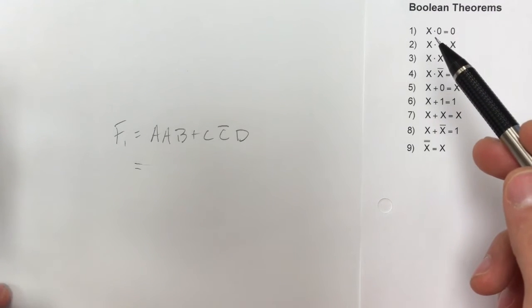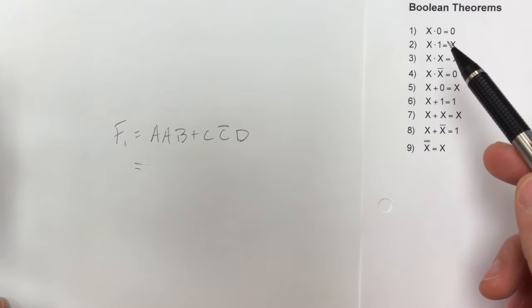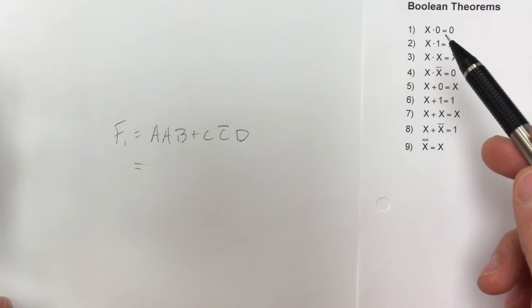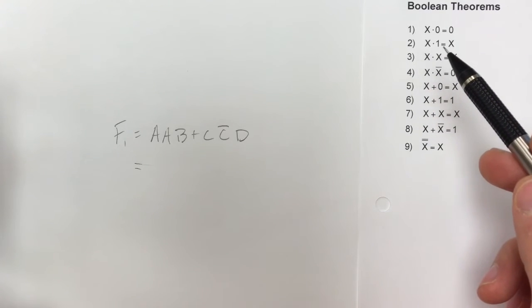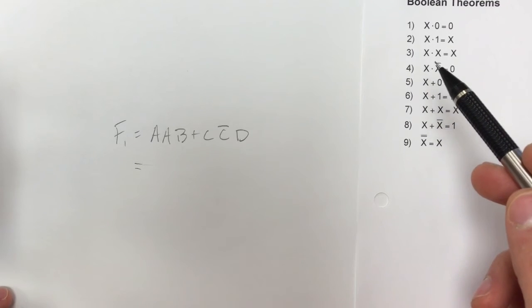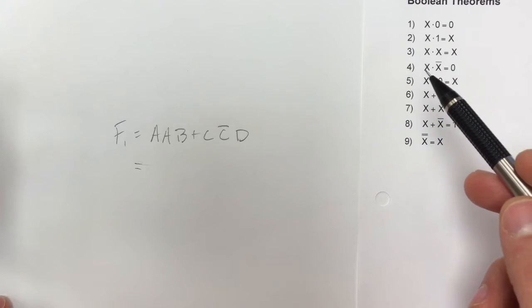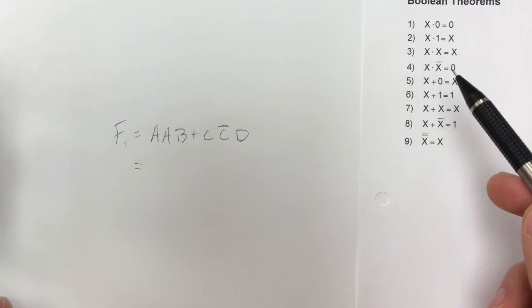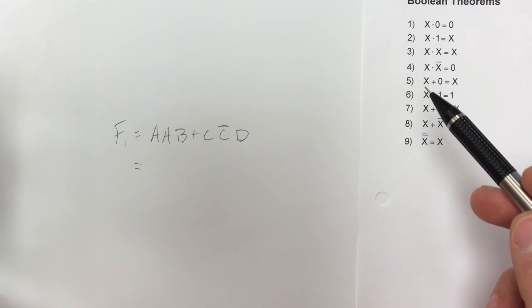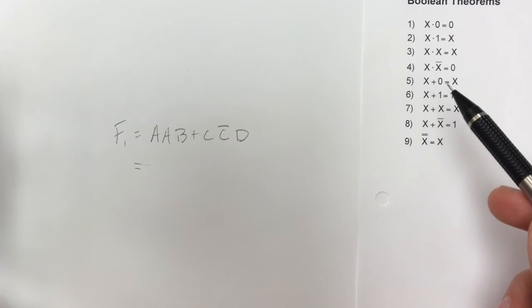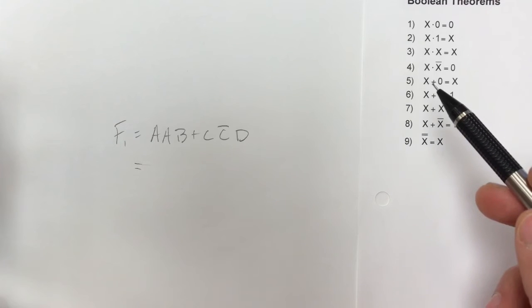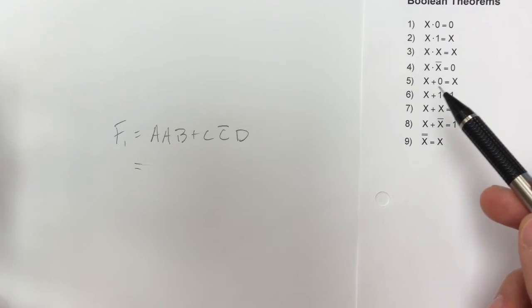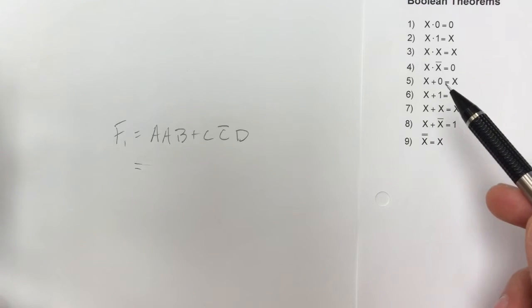So x multiplied by 0 is 0. X and not... x and 0 is 0. X and 1 is x. X and x is x. X and x' is 0, they kind of cancel each other out. X plus 0 is x. Addition is OR, I'm sorry, is OR. X or 0 is x.